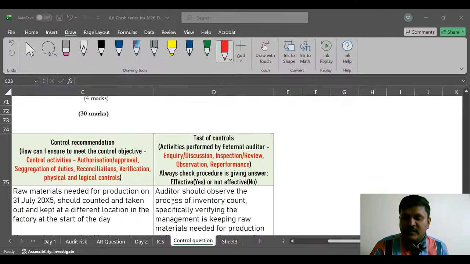We are not asking that. If you are writing like that, then it would become a substantive procedure, which will not be a test of control. So you need to be very careful on that aspect. Yes, Navina, I think it clears your doubt on that particular area.